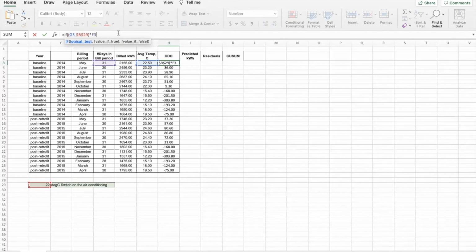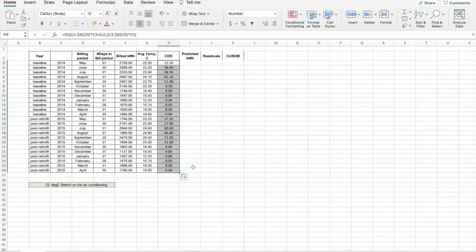So now we are using Excel. If it is less than 0, then 0. Otherwise, copy this. Should be correct. Not sure. Let's see. So it seems correct. Yes, it seems correct. So after we obtain the CDD numbers, what is the second step? We need to do the regression.